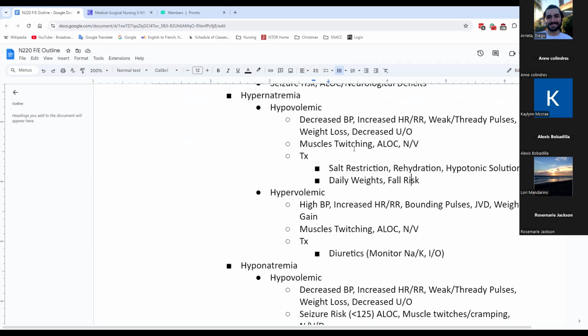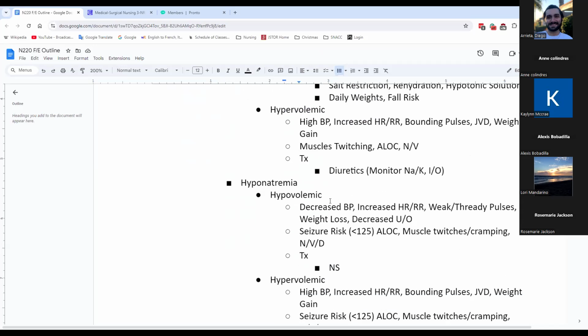So always think about stuff like muscle twitching, altered level of consciousness, nausea, vomiting. If you have hyponatremia, start thinking about seizure risk. Start thinking about your nausea, vomiting, and maybe some diarrhea involved in it.